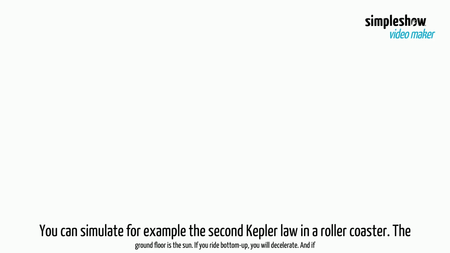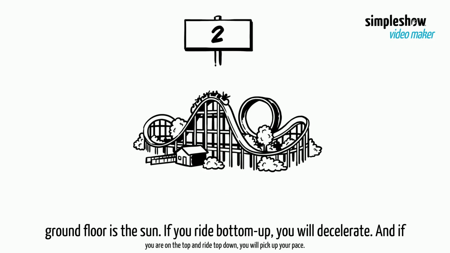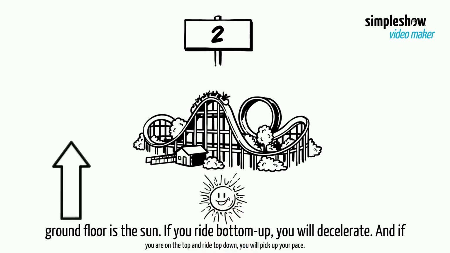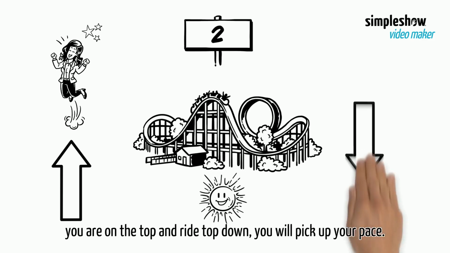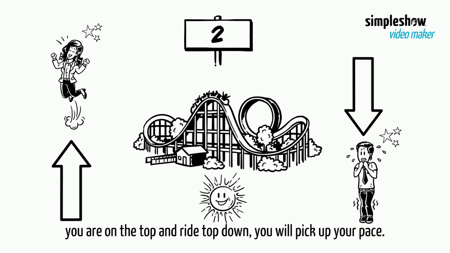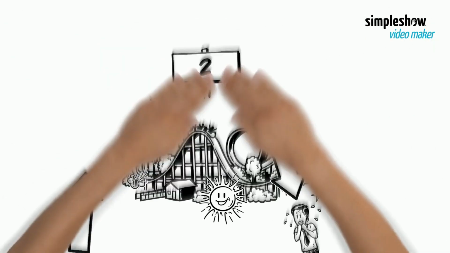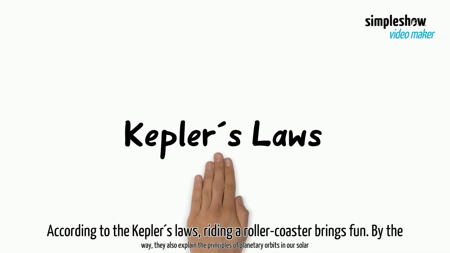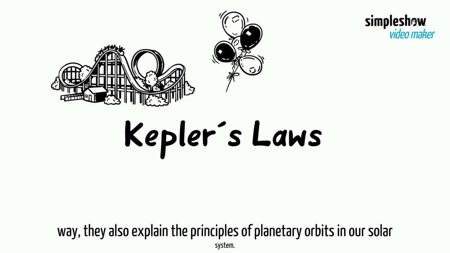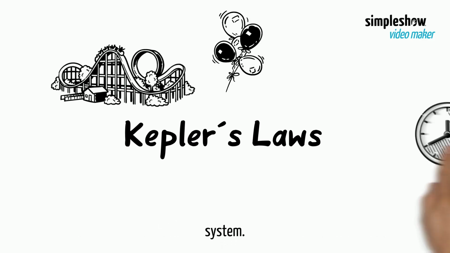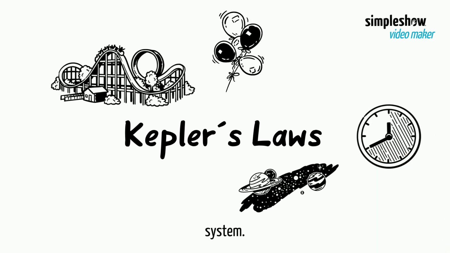You can simulate, for example, the second Kepler law in a roller coaster. The ground floor is the Sun. If you ride bottom up, you will decelerate. And if you are on the top and ride top down, you will pick up your pace. According to Kepler's laws, riding a roller coaster brings fun. By the way, they also explain the principles of planetary orbits in our solar system.